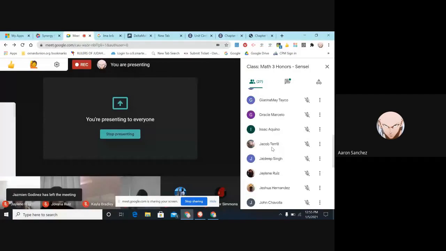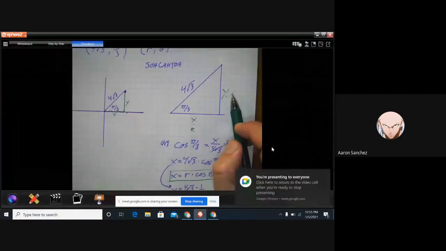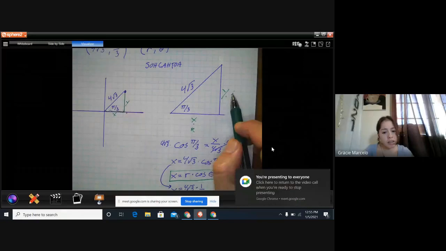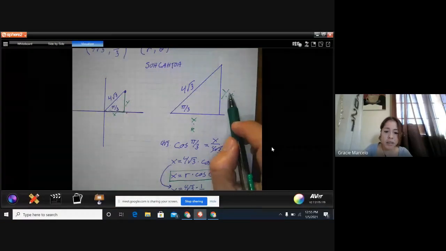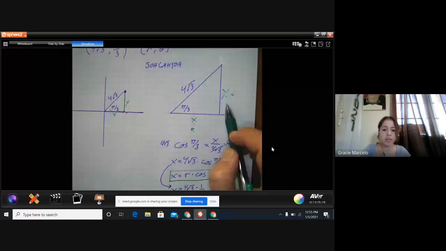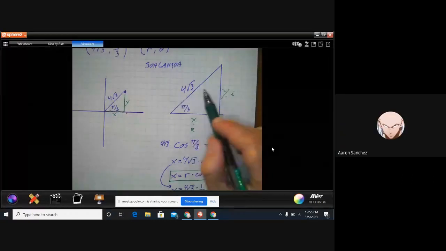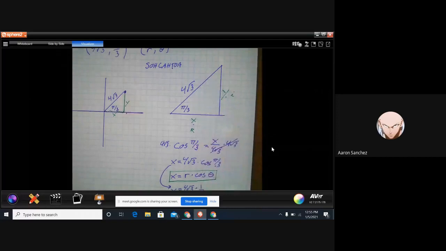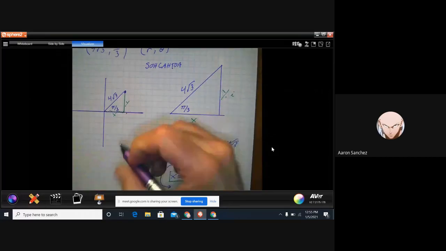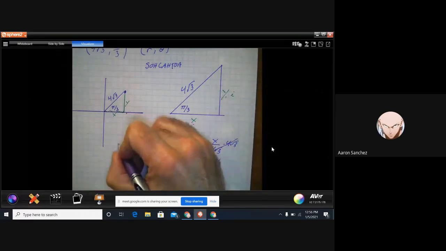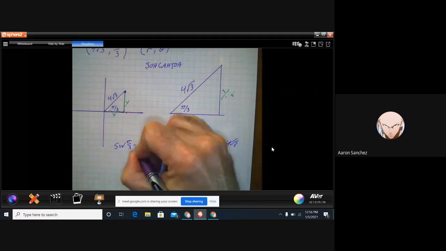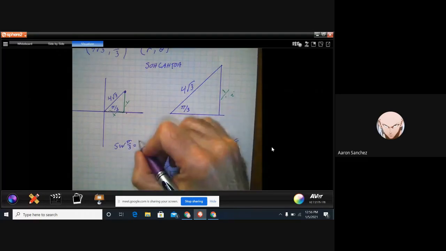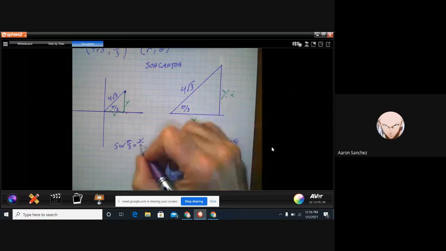Gracie, what do I use, sine, cosine, or tangent here? Sine. Sine, very good. Why? Because it's the opposite and the hypotenuse. We're solving for the opposite side and we're given the hypotenuse. So let's set up our equation. Sine pi over 3 equals opposite y over hypotenuse 4 root 3.